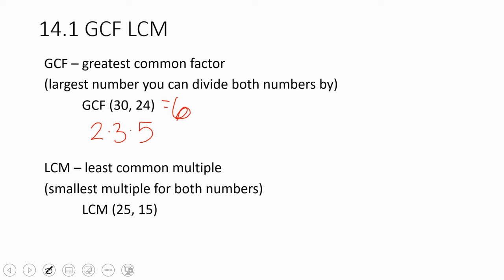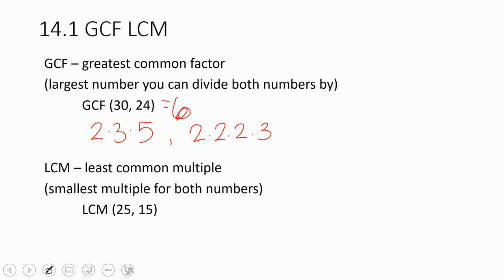So 30 is going to be 2 times 3 times 5, right? 6 times 5 is 30. It's the prime factorization of 30. And then the prime factorization of 24 is 2 times 2 times 2 times 3. 4 times 2 is 8, times 3 is 24. Okay, so those are both the prime factorizations.